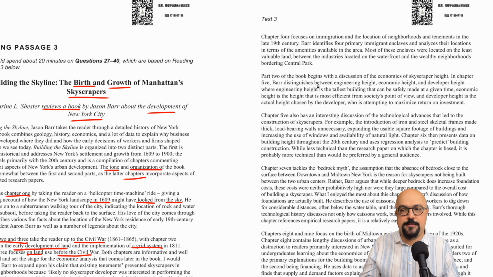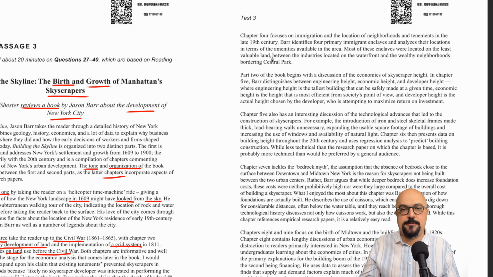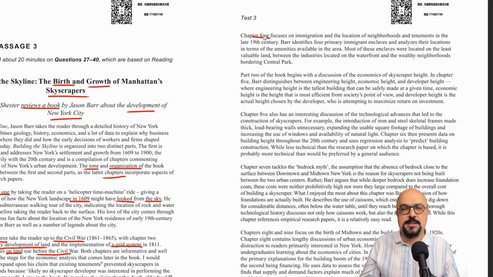Next paragraph will be chapter 4. Okay, chapter 4. So you see, this article is pretty organized. It looks like it's easy to skim it because every paragraph is focusing on one or two chapters of the book. So chapter 4 focuses on immigration and the location of neighborhoods. Okay, immigration, location of neighborhoods, and tenements in the 19th century. Okay, part 2 of the book. Okay, so this is part 2.